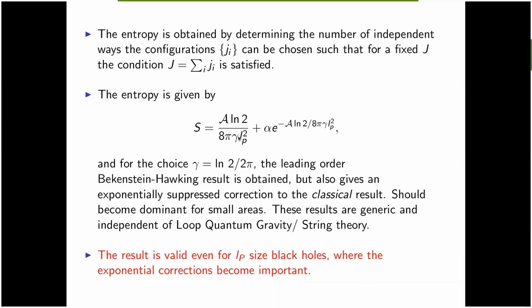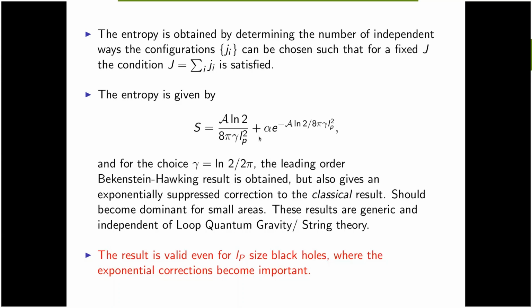And this gives us the Bekenstein-Hawking result of area by 4 l_P squared if we choose gamma to be log 2 by 2 pi. So one can fix gamma, the Barbero-Immirzi factor, and one can get the value that we want from black hole thermodynamics.